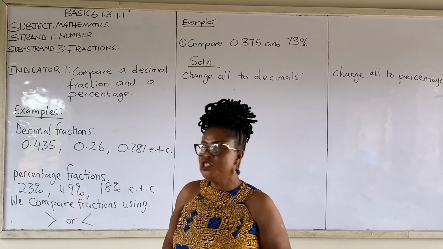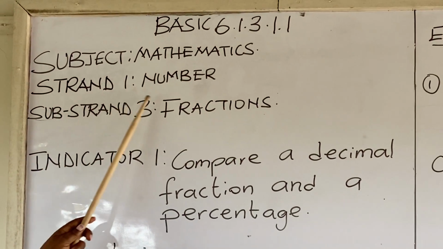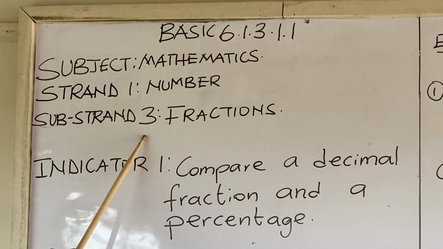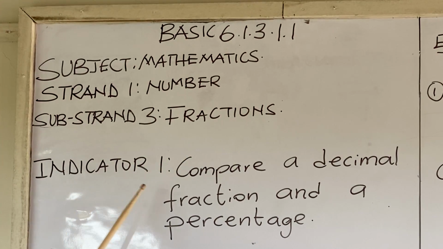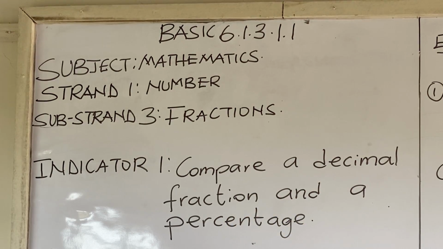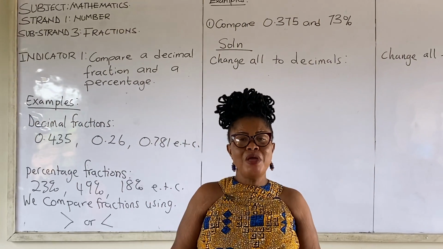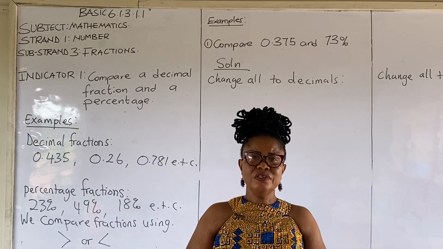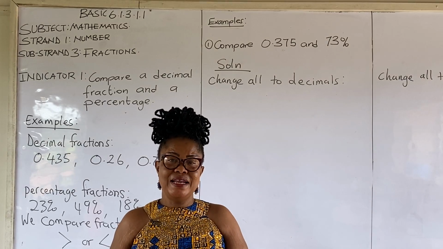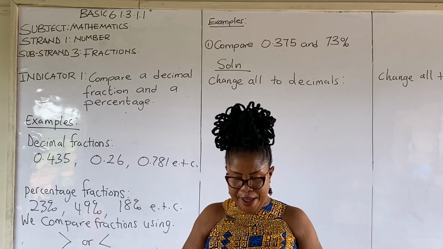Today's tutorial is on mathematics, taken from strand 1, number, sub-strand 3, fractions. Indicator 1, compare a decimal fraction and a percentage. You are to compare a decimal fraction and a percentage. In today's tutorials, we are going to compare a decimal fraction and a percentage. Let's look at a few examples of them.